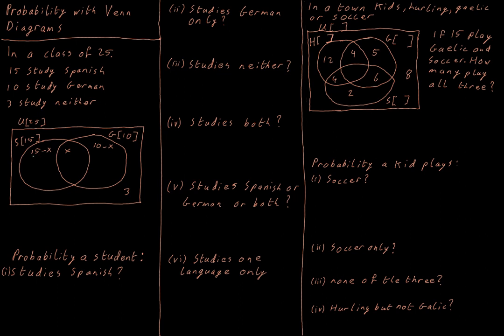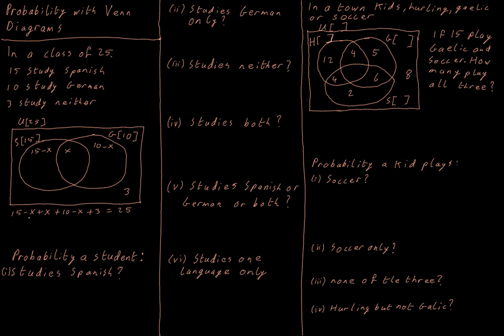Now, if I add up the number of people in this set, this set, this set, and this set, I have to get the total number of people in the class, because all of the subsets of my universe have been accounted for. And if I add them all up, I have to get the number of elements in the universe. So 15 minus X plus 10 minus X plus 3 must all add up to 25 students, the 25 students that make up the class.